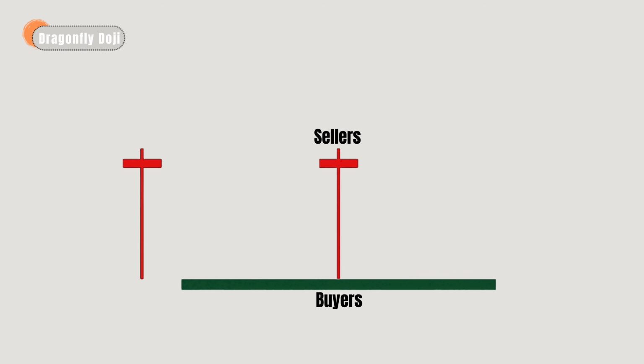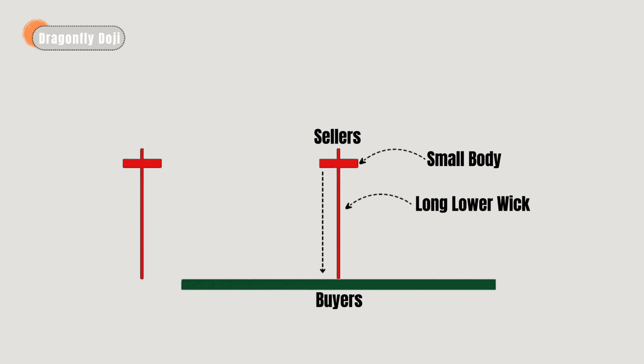The Dragonfly Doji typically has a very small or non-existent body, with a long lower wick that suggests strong buying pressure at lower levels. Sometimes a small upper wick may be present. This pattern can appear in either red or green. Here color doesn't matter, though a green Dragonfly Doji candle is considered a slightly stronger bullish signal.